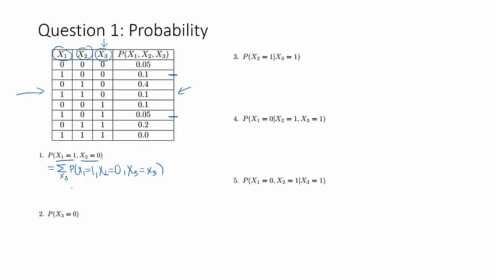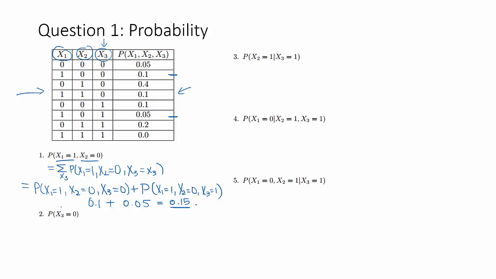We can expand this out because x3 can only take on the value 0 and 1, and so this is equal to the probability that x1 equals 1, x2 equals 0, and x3 equals 0, plus the probability that x1 equals 1, x2 equals 0, and x3 equals 1. And that's, as we said at first, the summation over the second row and the sixth row, so that's 0.1 plus 0.05, and that's equal to 0.15.